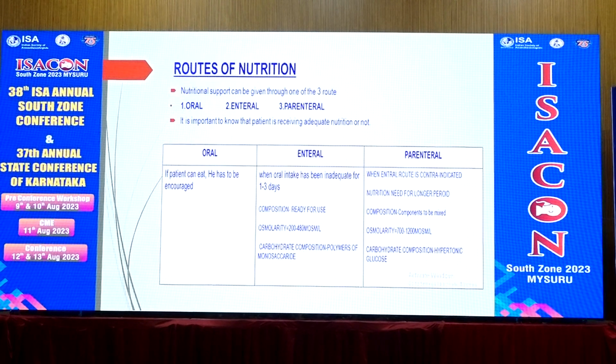In parenteral nutrition, the enteral route is entirely contraindicated. Nutrition is needed for a longer period, and the osmolality has to be maintained at 700 to 1200 milliosmoles per liter, and carbohydrate composition is a must.